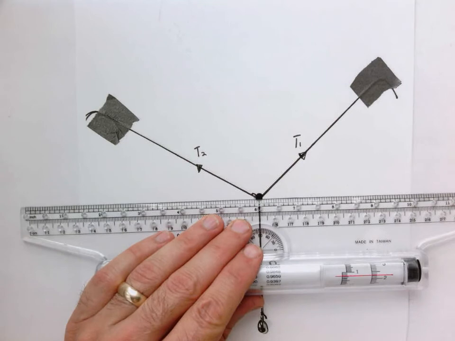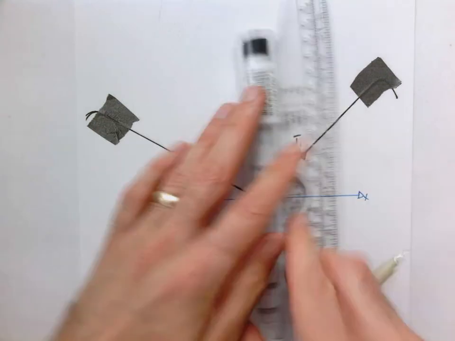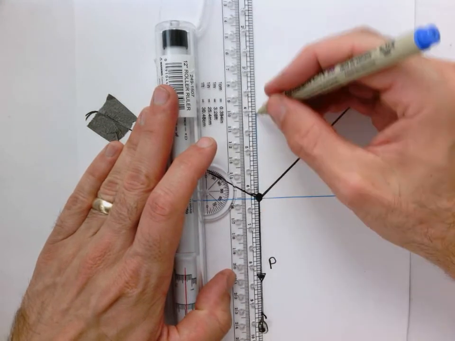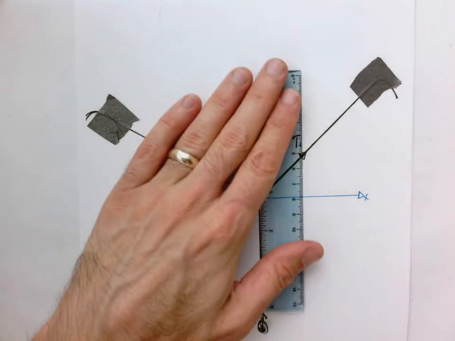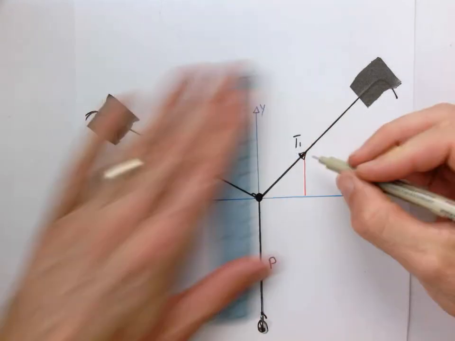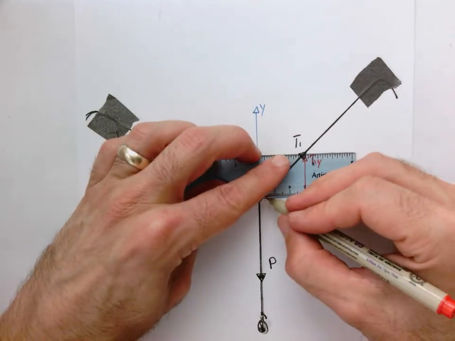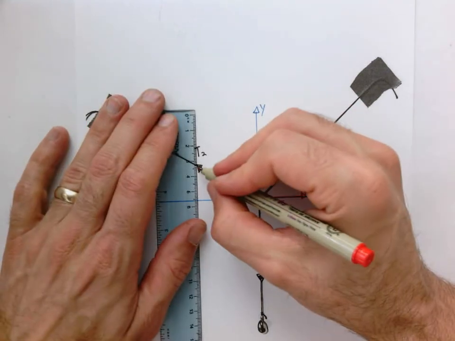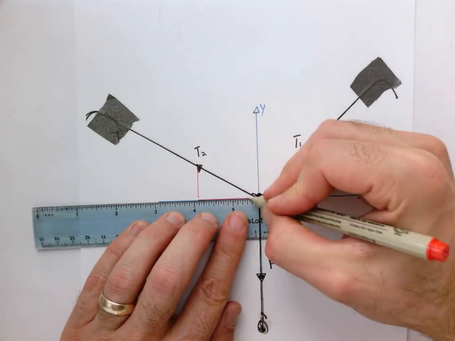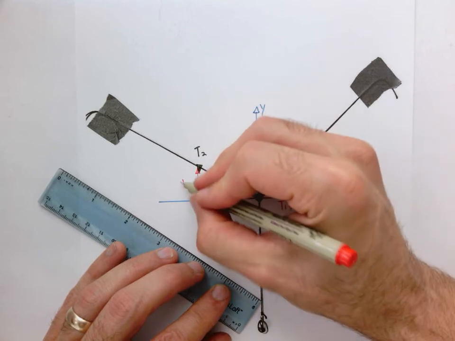So the first thing we're going to do here is draw a coordinate system. So there's my x direction, there's my y direction. And then we're going to break our vectors T1 and T2 into x and y components. So we're going to have a vertical component here in the y direction that I'll call T1y. And we're going to have a horizontal component here that I'm going to call T1x. And then likewise over here, we have the same thing. We have T2x and T2y.